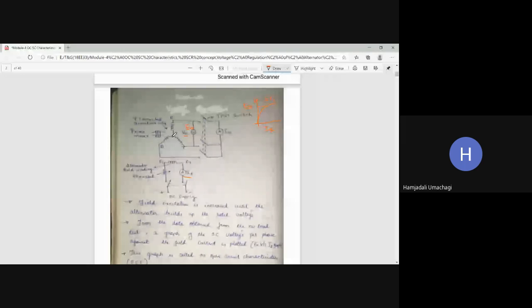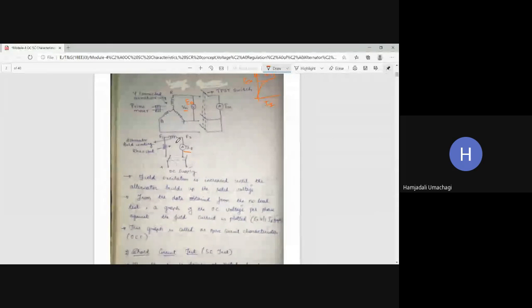For the OCC curve, the terminals of the alternator should not be connected to the TPST switch. The armature windings are connected in star fashion, and this is the prime mover which will give mechanical input to the rotor of the alternator. Is it clear?